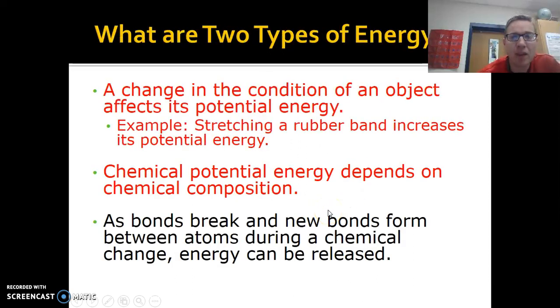Okay. So continuing with two types of energy. A change in the condition of an object can affect its potential energy. A good example would be rubber bands. Everybody used to like to stretch those rubber bands out and let them fly, right? So stretching a rubber band can increase its potential energy. The other way is chemical potential energy, which can depend on what something is made out of. A piece of paper actually has potential energy because you can burn it. If you light it on fire, it releases energy. It's all stored in the bonds. Gasoline, oil, all those things have chemical potential energy.